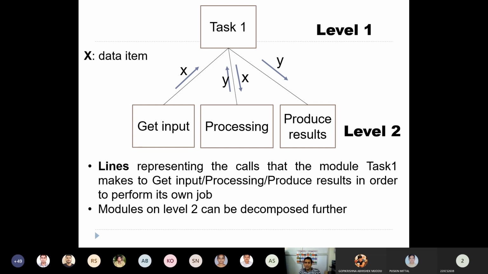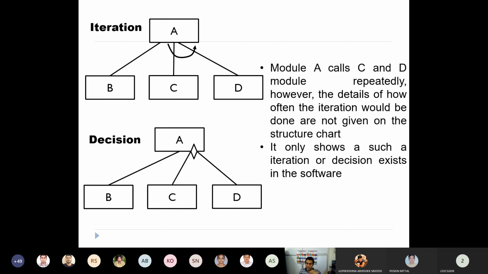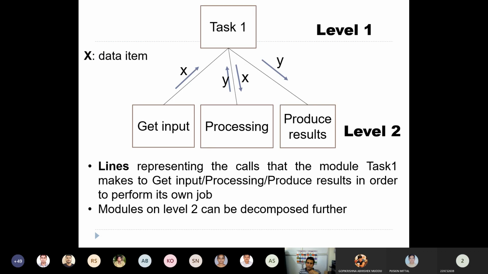At level 2, if the problem is very large, these modules can again be divided into sub modules. So it all takes a hierarchical structure, right? Modules at higher levels generally do coordination and control. Modules at lower levels do input output computations. That is exactly what we have seen. The lower modules do input output and processing, and the higher level modules control. This is the module exactly controlling all the different modules.